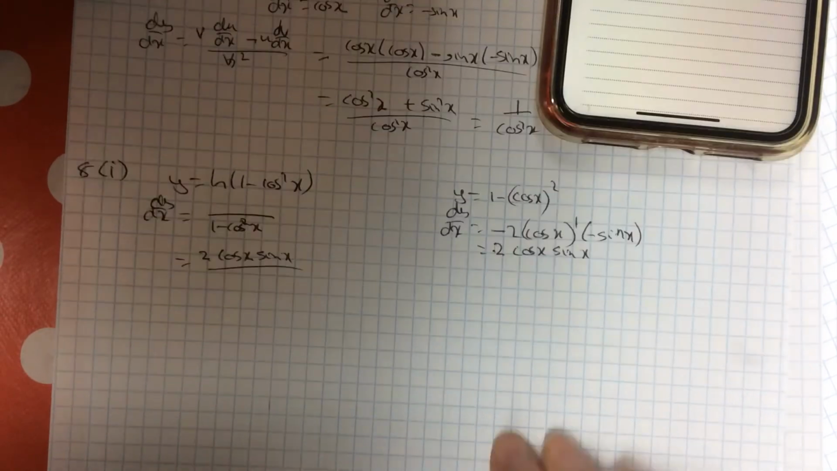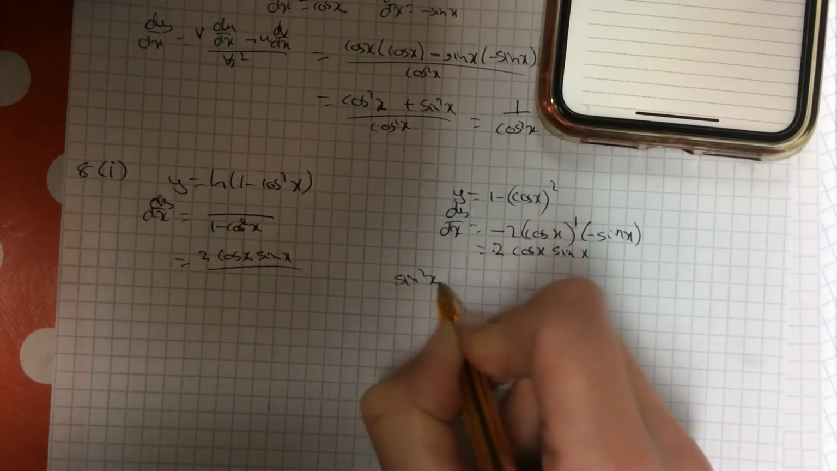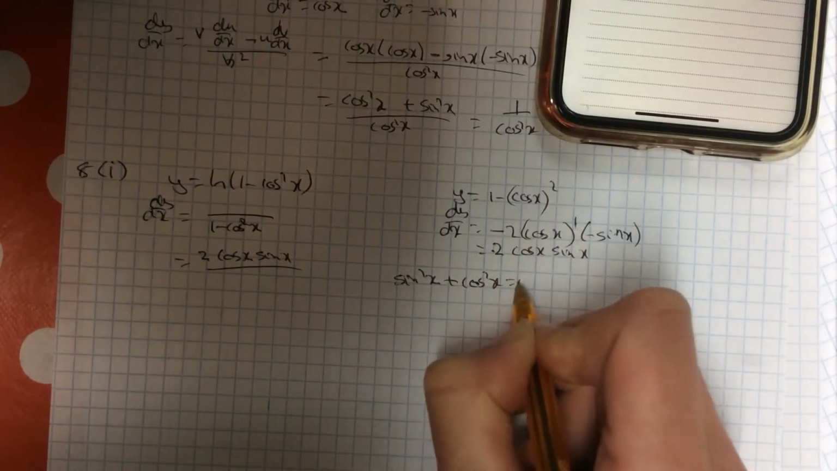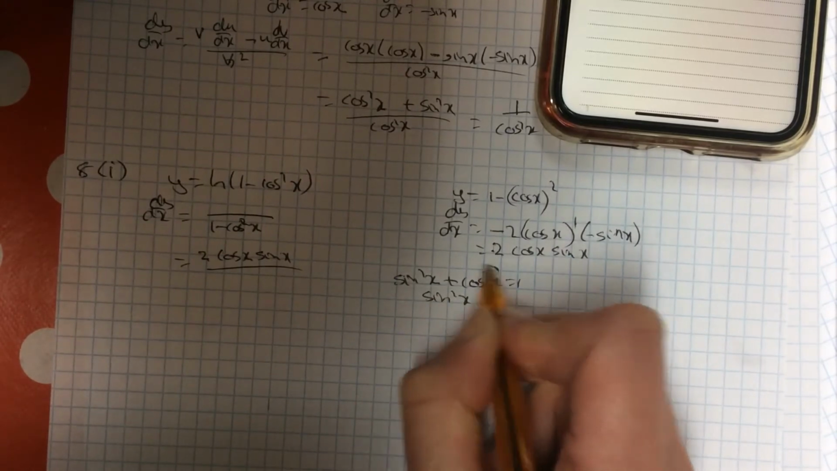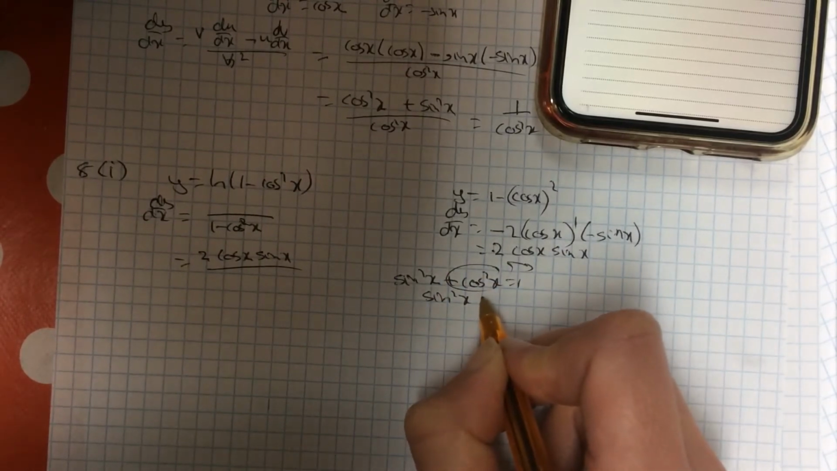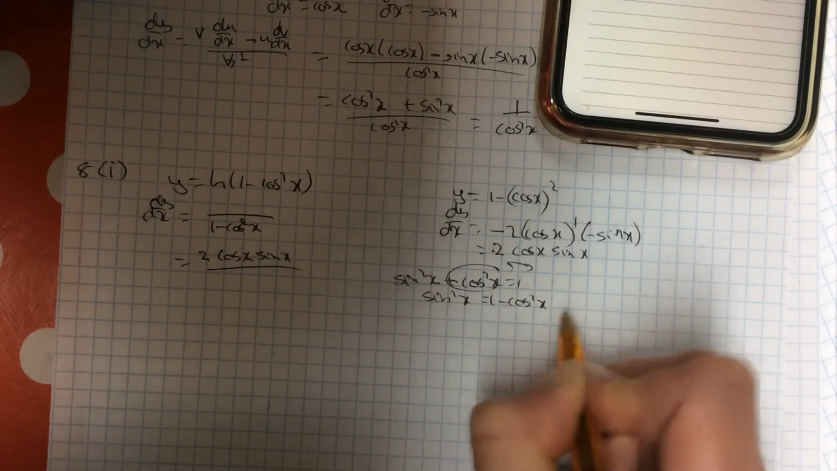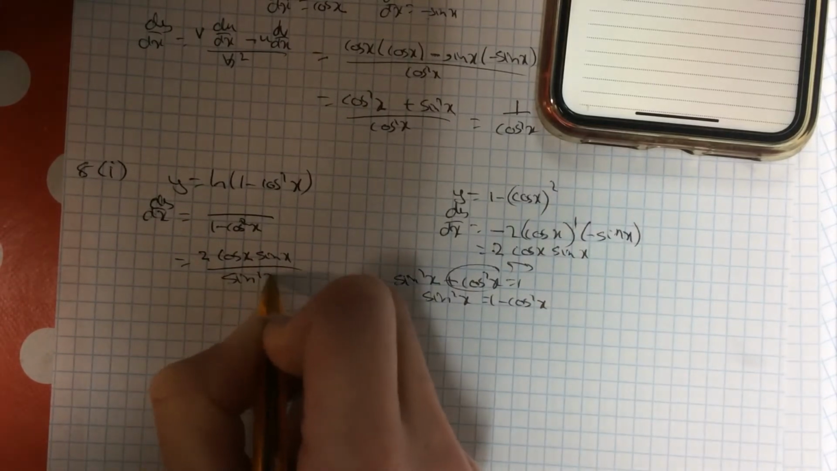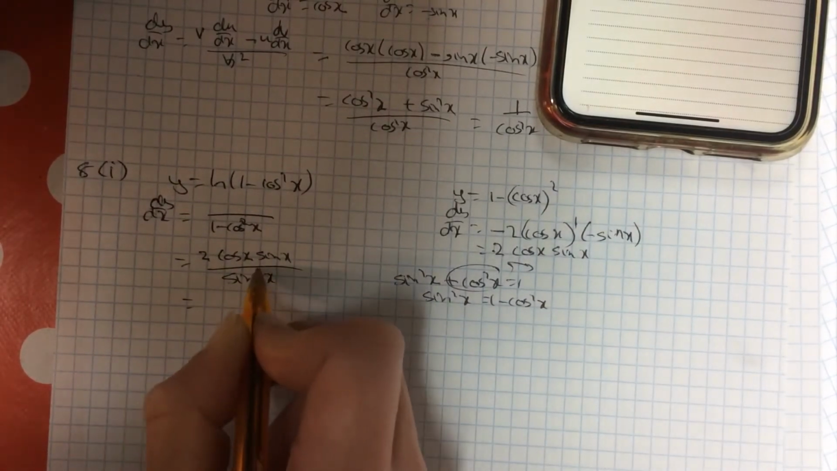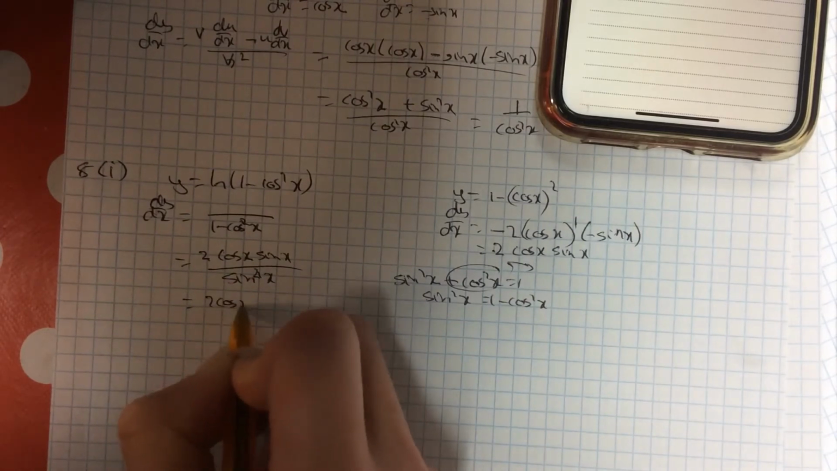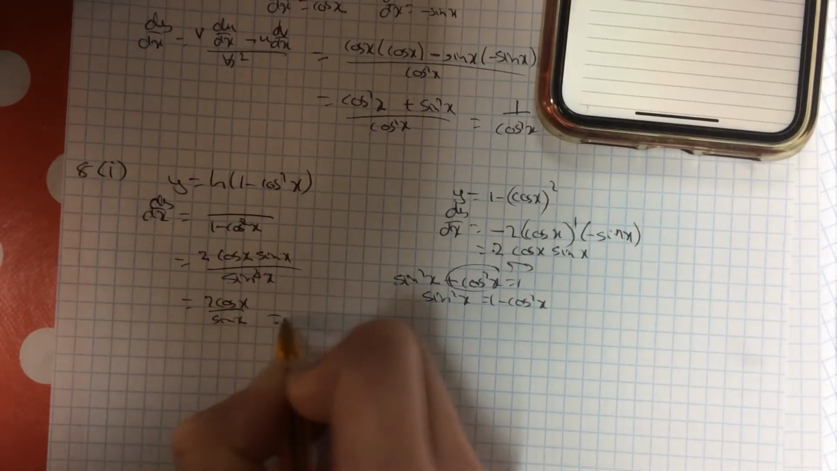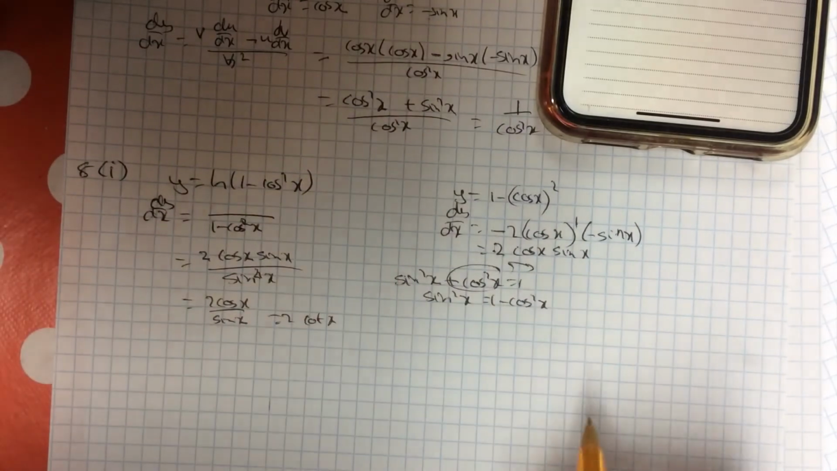Now 1 minus cos squared, if you remember back to this formula, sine squared plus cos squared equals 1. So I could rewrite that as sine squared x equals 1 minus cos squared x. So in the bottom here I could have sine squared x. Those two sines cancel off, leaving you a single sine on the bottom line, which is 2 cot x, which is what the question is asking you to show.